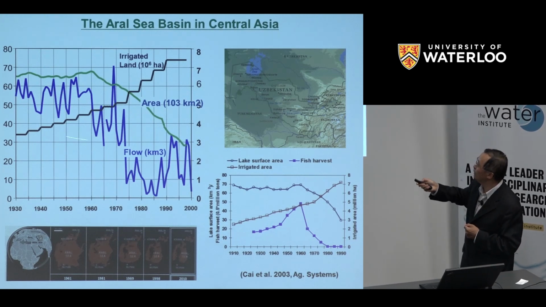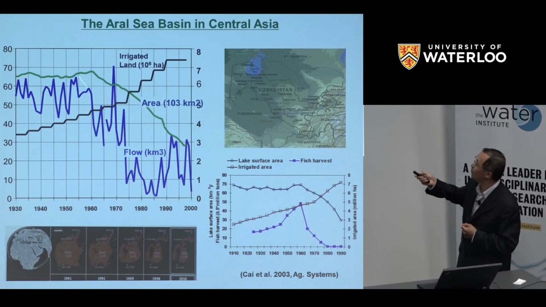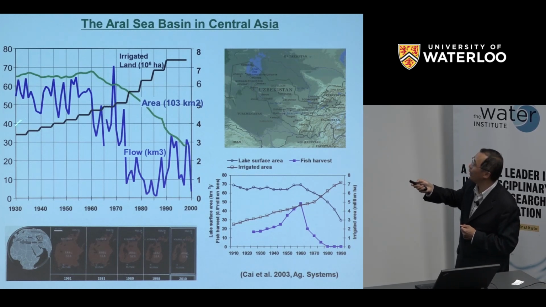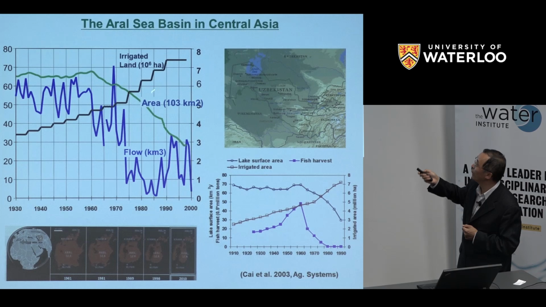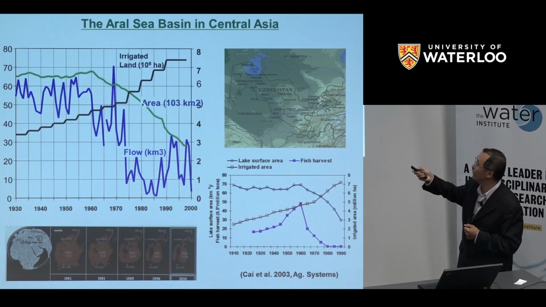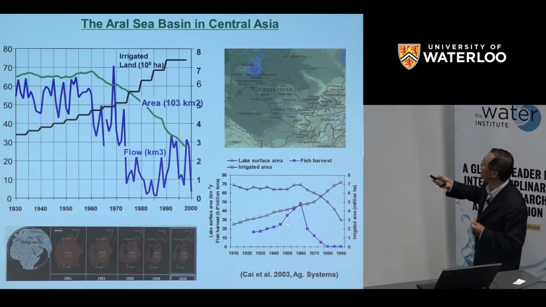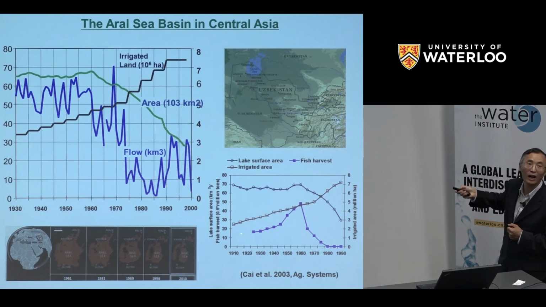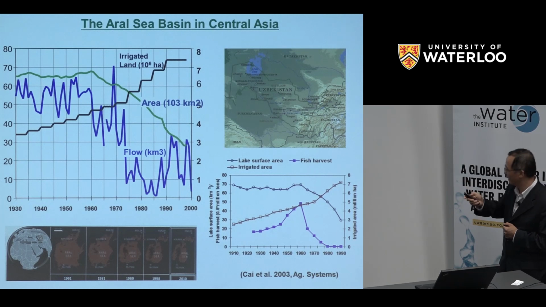In this figure, we can see a companion relationship between irrigation development and the change of the inflow to the lake and the change of the area. This figure also shows the relationship between the flow change, the area change, and the fish harvest change from the lake.